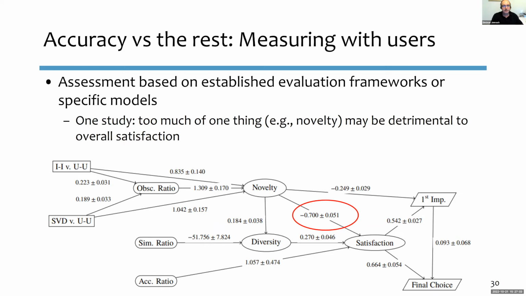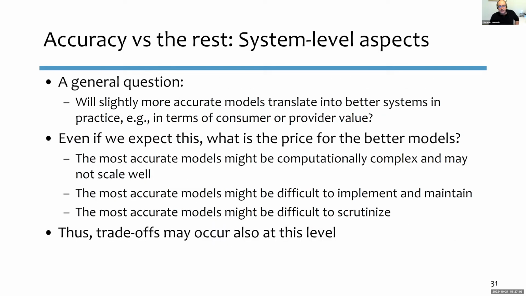otherwise it still feels a bit incomplete. That there's some other question, which I call the system level or engineering related aspect. So it's also a general question. What we don't know, also for accuracy measures, is if we increase an offline measure by 2%, what does it mean in practice, right? Would it really matter for anyone? And then at the same time, at this system engineering level, what's the price for the better model? So the most accurate model offline might be very complex computationally and may not scale well or take a lot of effort to get it running.